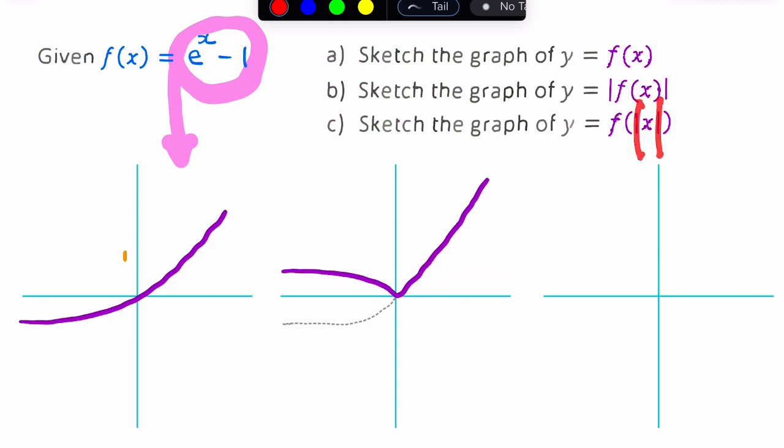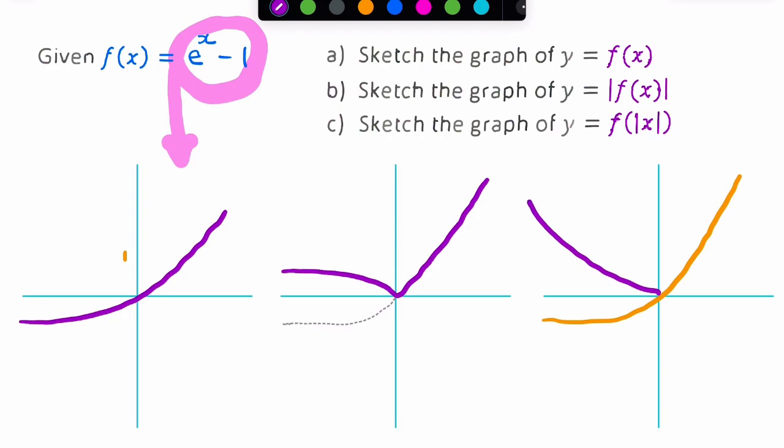Now, when you have a modulus of x, that means that x, whether it's positive or negative, will be treated as positive. So again, let's sketch our original function. It looks something like this. Now, anything that's negative needs to be deleted, ignored. So we cancel out all this because x is always treated as positive, even when it's negative. So what we do is we reflect the positive part on the y-axis. So you have something like that, but then that is the same on both sides.